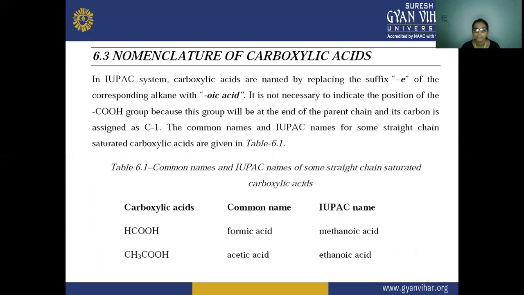So in the IUPAC system, carboxylic acids are named by replacing the suffix E of the corresponding alkane with oic acid. In the IUPAC system, you have to name this carboxylic acid, and these carboxylic acids are named by replacing the suffix E of the corresponding alkane with oic acid. So we have to name it.